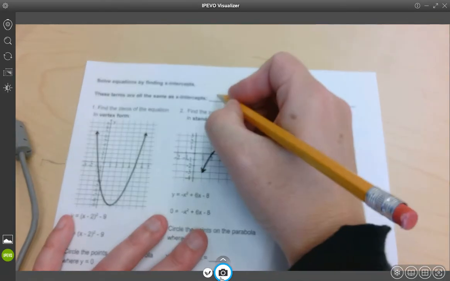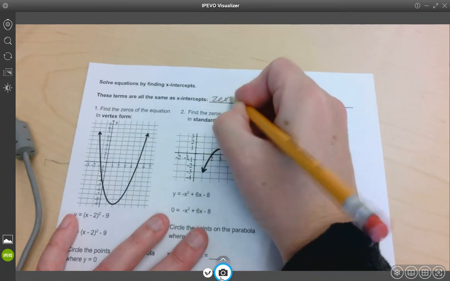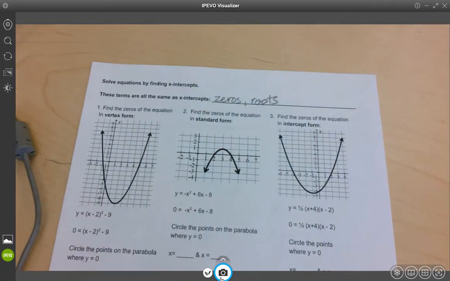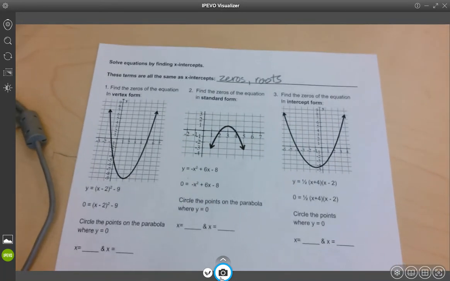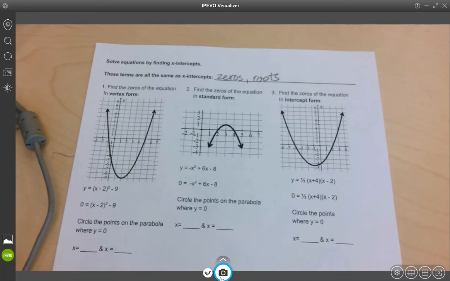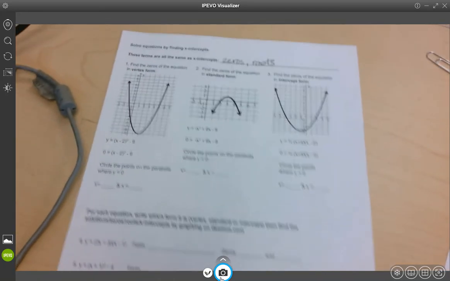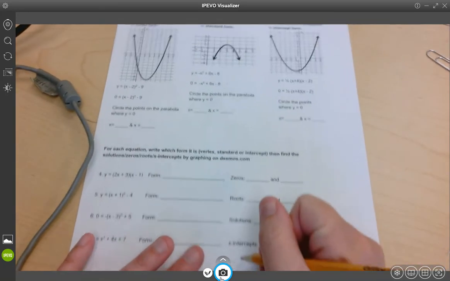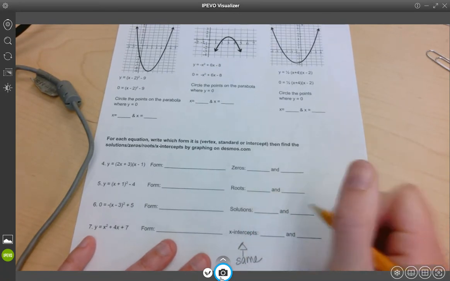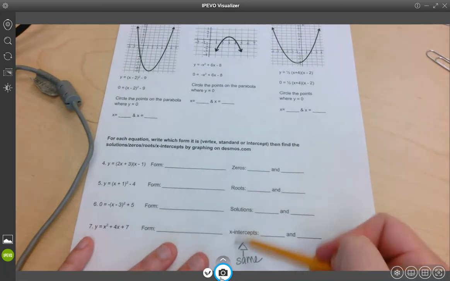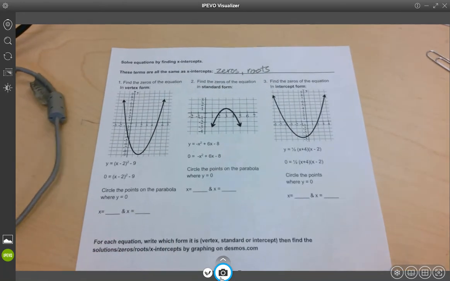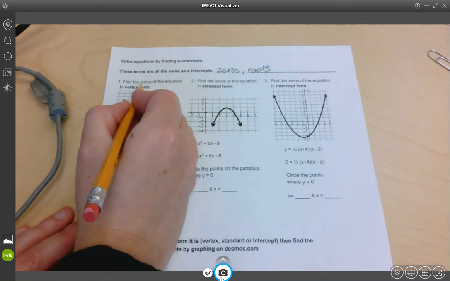Okay, so these terms are the same. X-intercepts, zeros, and roots. So thinking ahead for a minute at the bottom of the page, see where I ask you for x-intercepts, zeros, and roots? These are all the same. See, I'm asking you for the same thing down here, but let's not get ahead of ourselves. We're here. The question is to find the zeros, and that's easy.